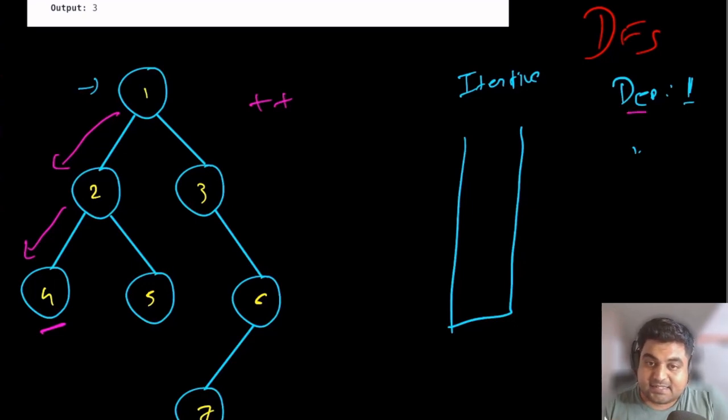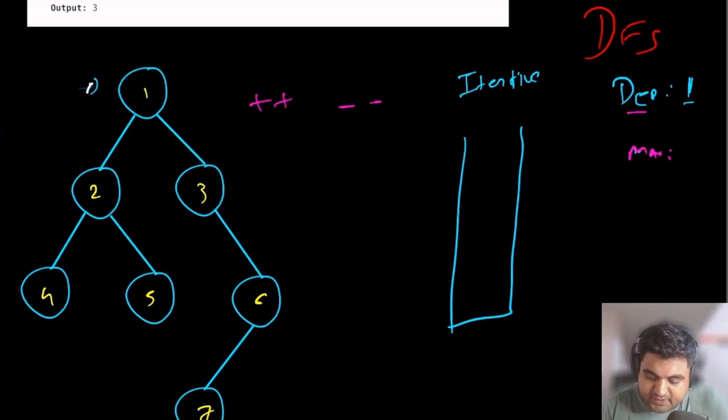But since this is DFS, we will have to backtrack many times. And whenever we have to backtrack, we are going to subtract from the depth we have been able to find so far. And we are also going to have a variable called maximum depth that is going to allow us to capture the maximum depth we have been able to find, because it could lie anywhere on the tree. So let's see the solution in action.